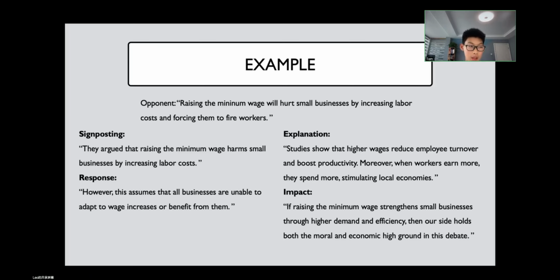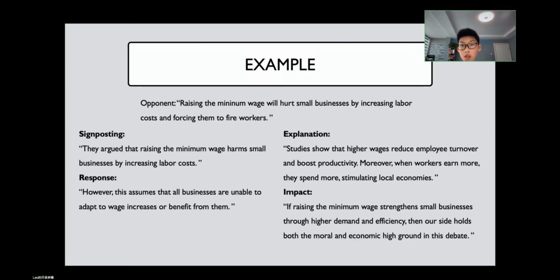Response is the basic explanation. However, this assumes that all businesses are unable to adapt to wage increases or benefit from them. This is the main reason you're rebutting them. For explanation, you're expanding on the response. You're building on your reason. So studies show that higher wages reduce employee turnover and boost productivity. Moreover, when workers earn more, they spend more, stimulating local economies. So you can use statistics, reasoning, etc. in your explanation to back up your response to make your rebuttals more impactful.